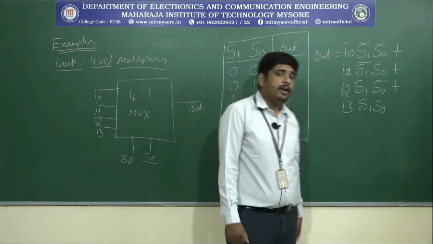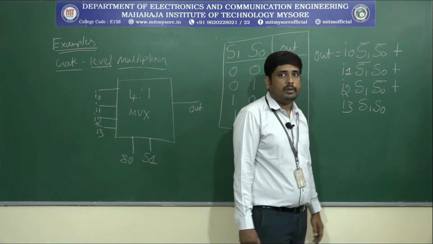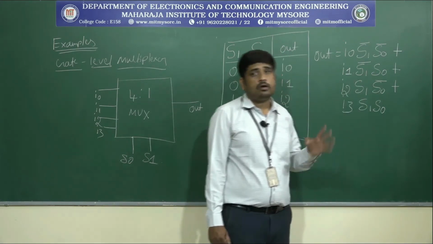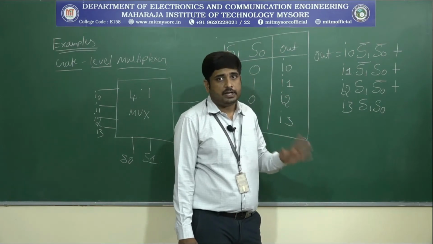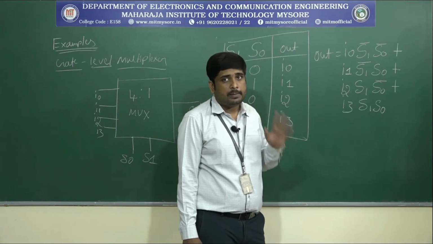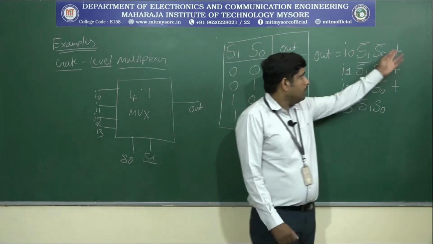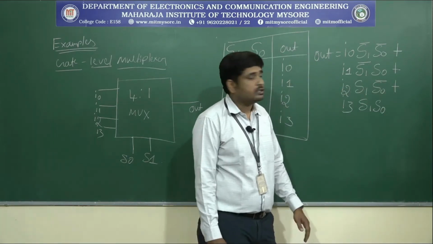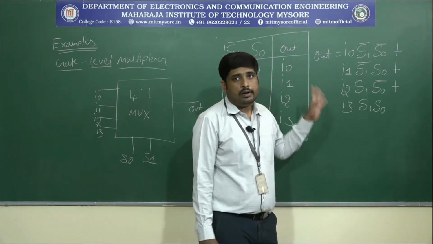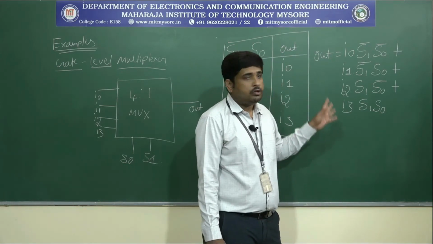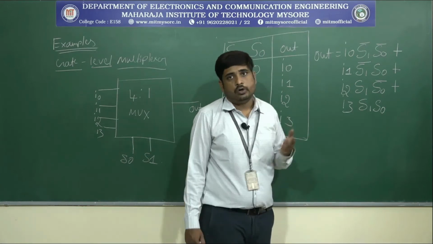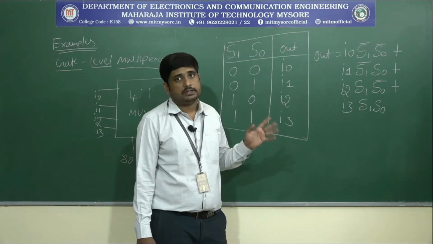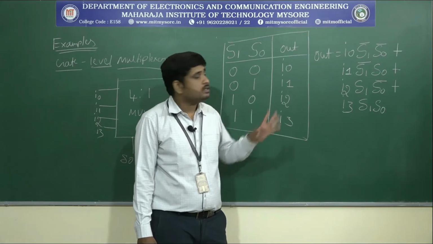Then how many AND gates are required? There are four combinations, so there are four 3 input AND gates required here. Then here plus, that is we add all four equations, so a 4 input OR gate is required. Okay, so what are the requirements? 2 NOT gates, then 4 AND gates, then 1 OR gate is required.